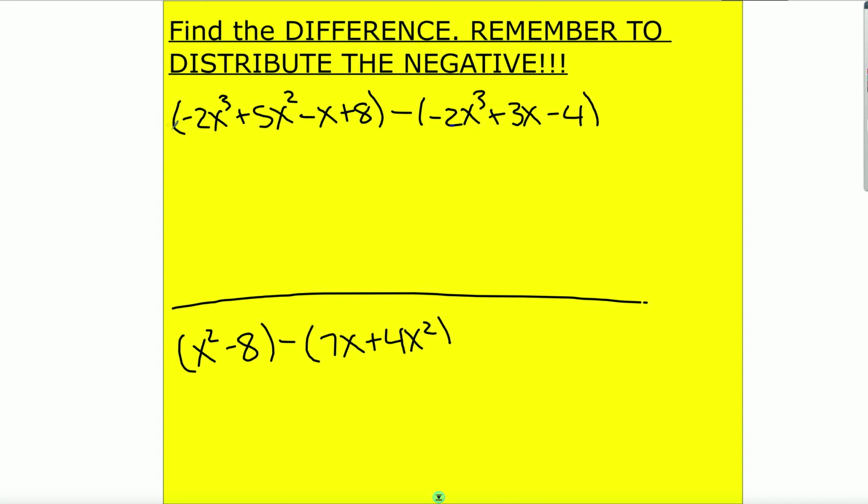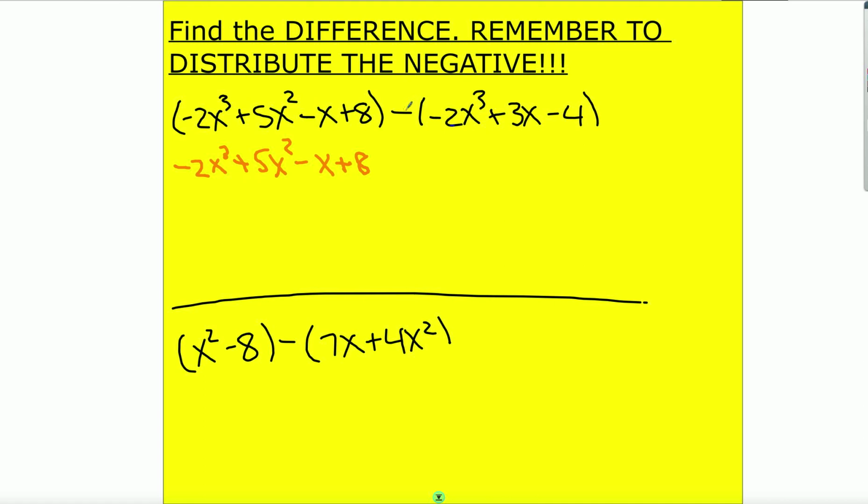There's nothing to distribute out here. So this first polynomial is negative 2x cubed plus 5x squared minus x plus 8. And now this minus, it's essentially like I'm distributing a negative 1 to all of those terms. So that's one way to think about it. Or I think about subtracting each one of those.